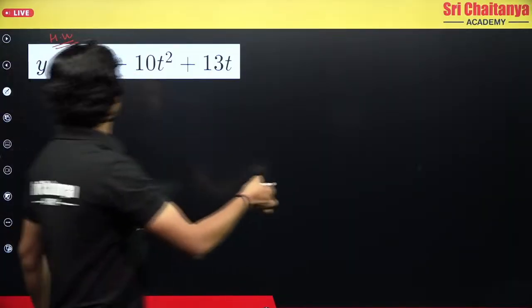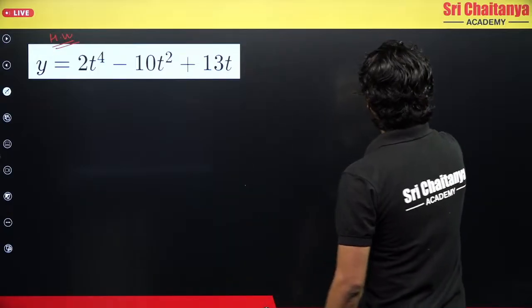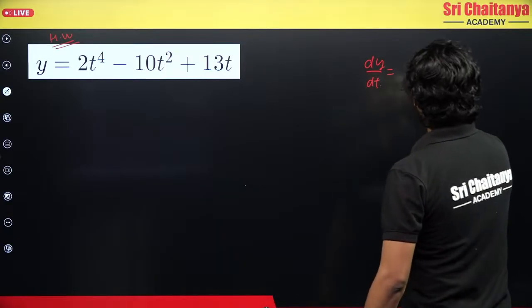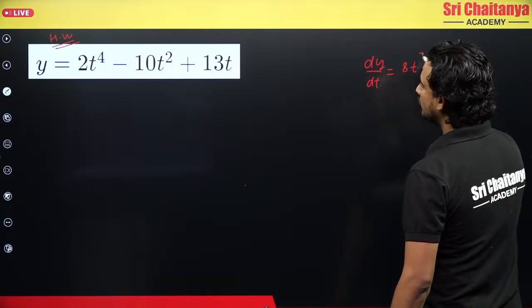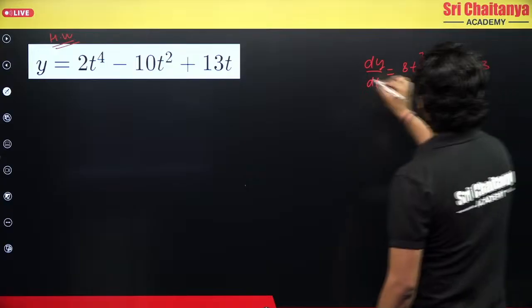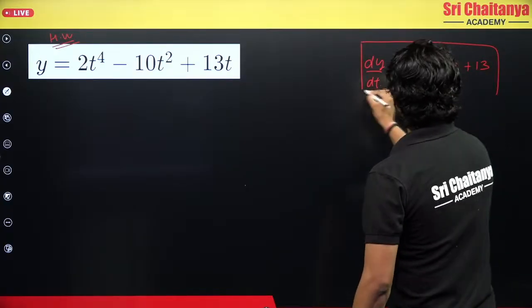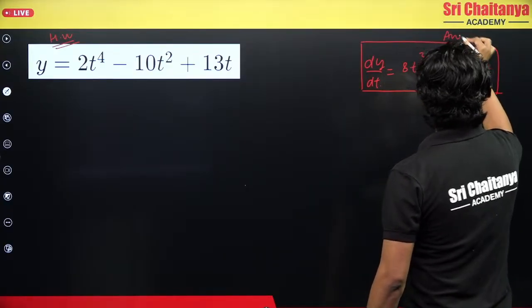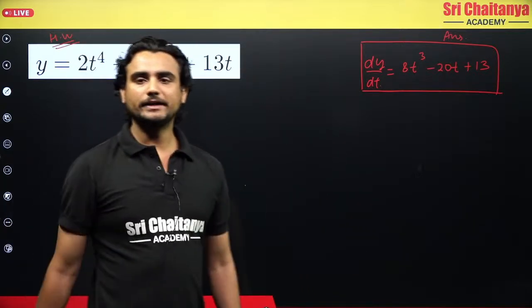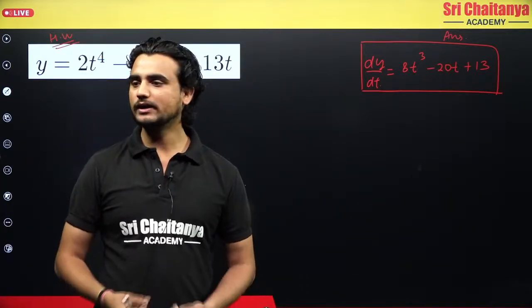I will give you the answer. If you want the answer, the differentiation of this, dy by dt, will be equal to 8t cubed minus 20t plus 13. This is the answer. Please check and find the correct answer by yourself, and please write in the comment section. If you have any doubts, you can let me know.